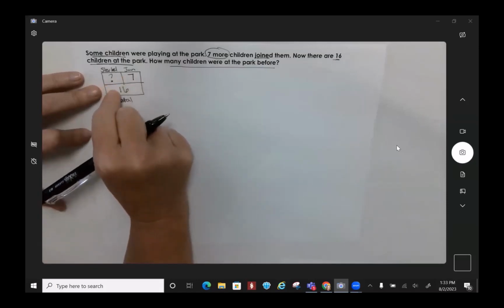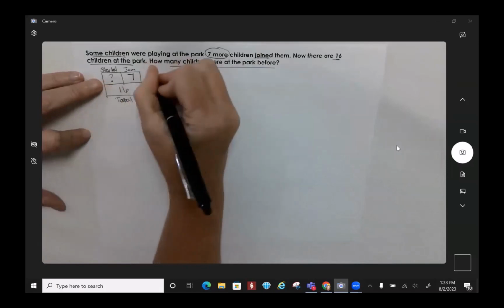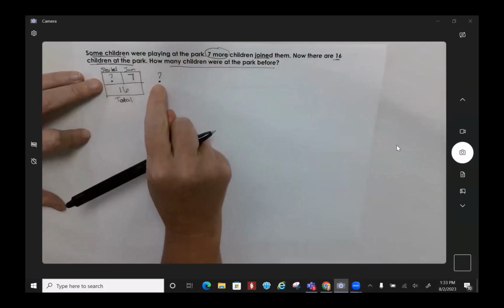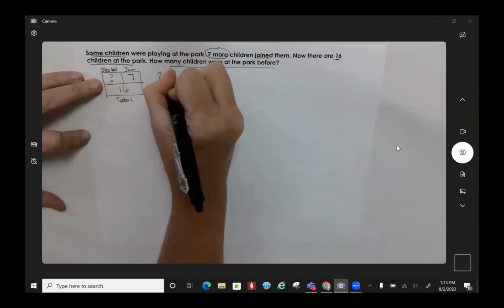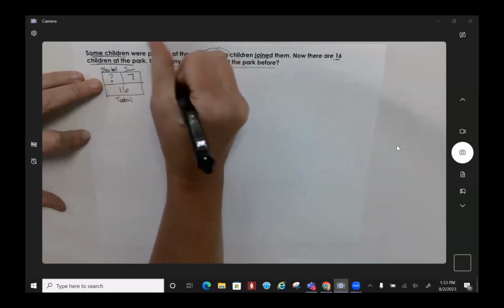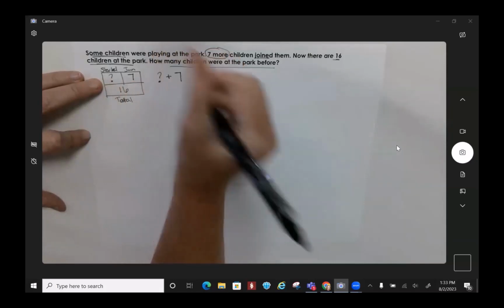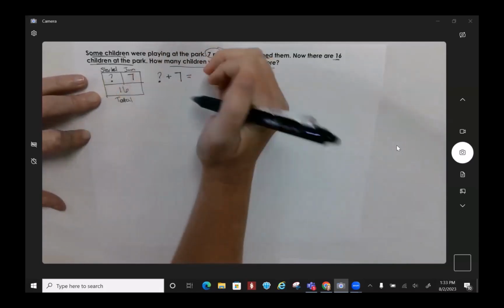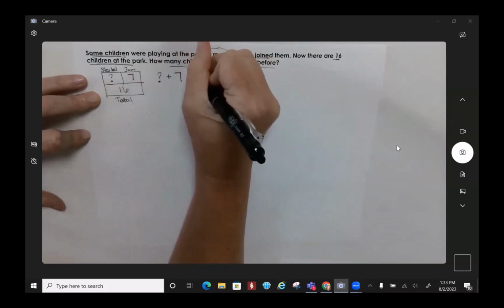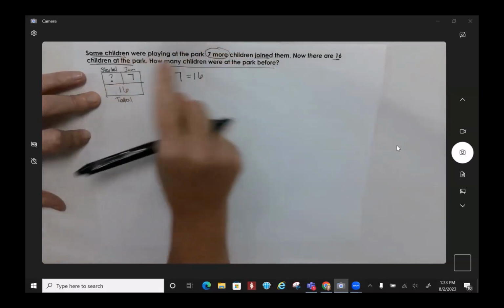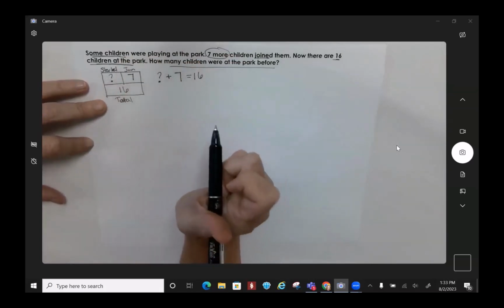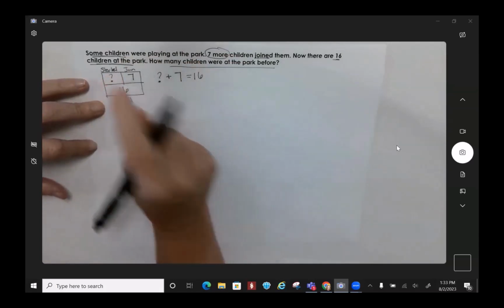Well, if I think about what's happening in my story, I know that I started with a question mark. I don't know how many children started in the park. Then I added 7 more children. 7 more children joined them. And finally, when I finished, there was a total of 16 children in the park. This equation matches what happened in my story. But I need to know how to solve this problem and to find that missing number.